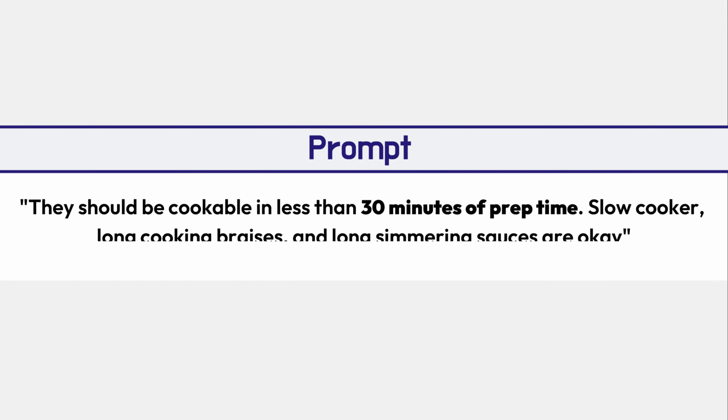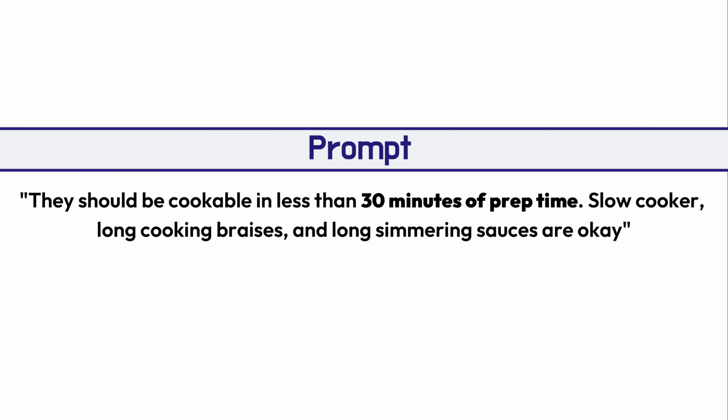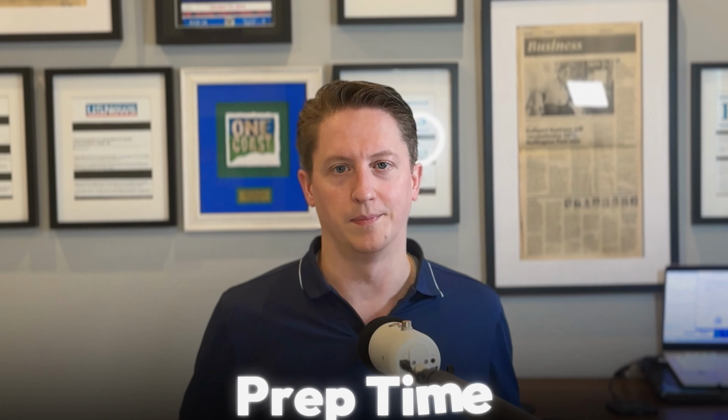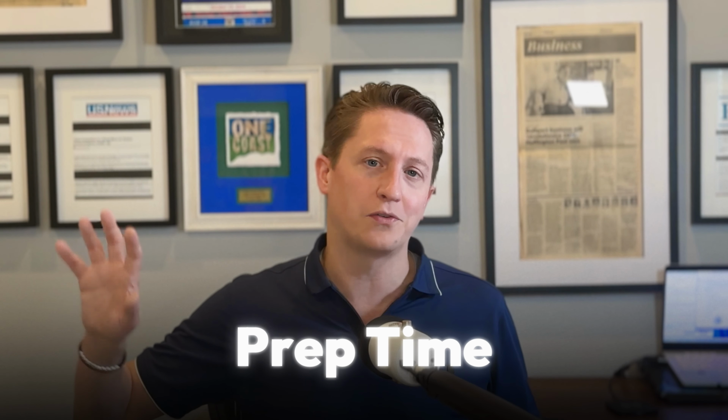Here's the time management section. They should be cookable in less than 30 minutes of prep time. Slow cooker, long cooking braises, and long simmering sauces are okay. So the key word here is prep time. I'm fine waiting 8 hours for a slow cooker to work its magic, but 45 minutes of chopping, that's my limit.